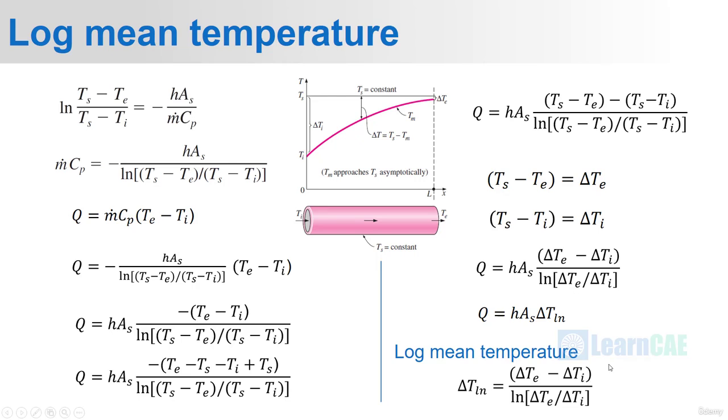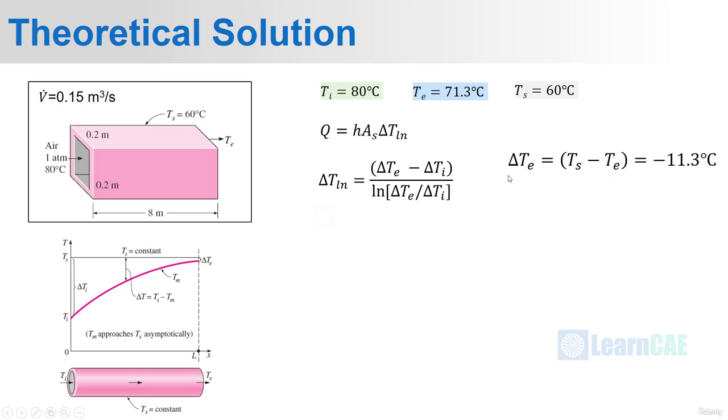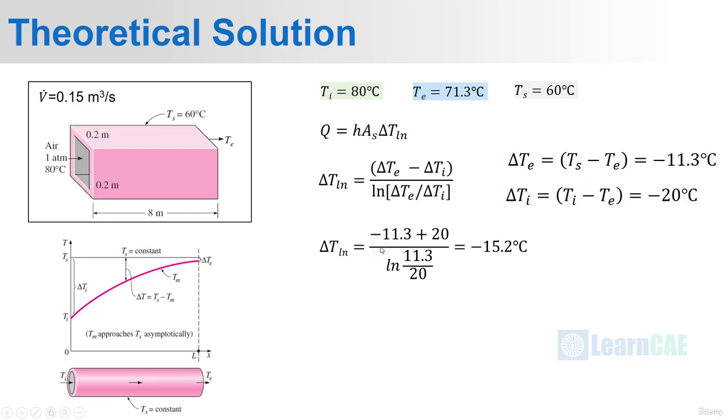Next we shall use this method to find out the net heat transfer rate in our problem. If you see here, we have got all three data, that is Ti, Te and Ts. Now we can find out the log mean temperature. The log mean temperature formula is given here. We shall substitute the values. We know that delta Te is minus 11.3 degrees Celsius and delta Ti is minus 20 degrees Celsius. If you substitute the values here, the log mean temperature comes around minus 15.2 degrees Celsius.